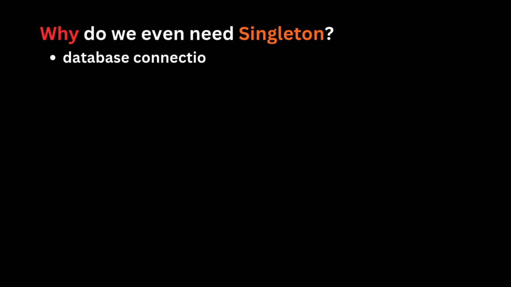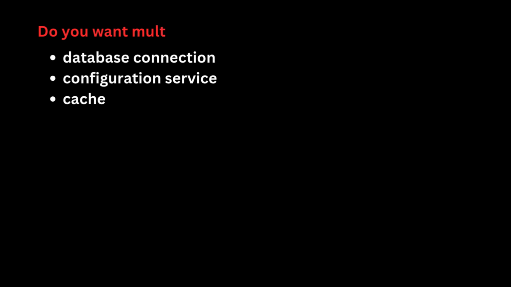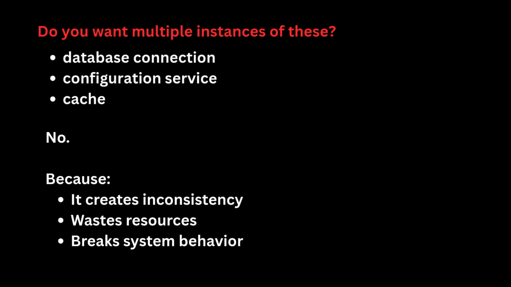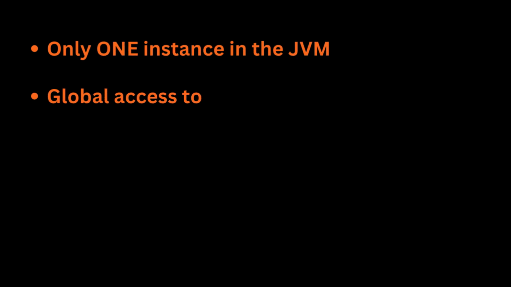Before jumping into code, let's understand the problem. Why do we even need singleton? Imagine a database connection, configuration service, or cache. Do you really want multiple instances of these? No, right? Because it creates inconsistency, wastes resources, breaks system behavior. So the goal is simple. Only one instance in the JVM and it should be globally accessible.